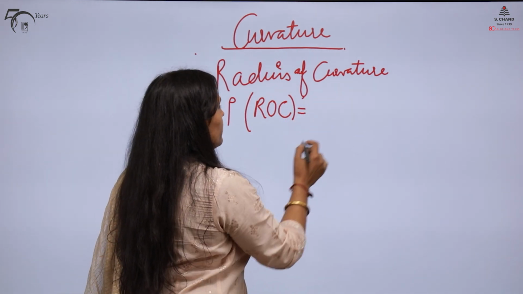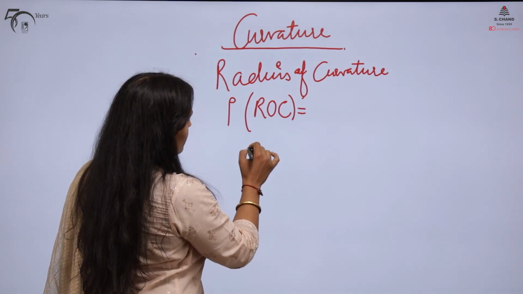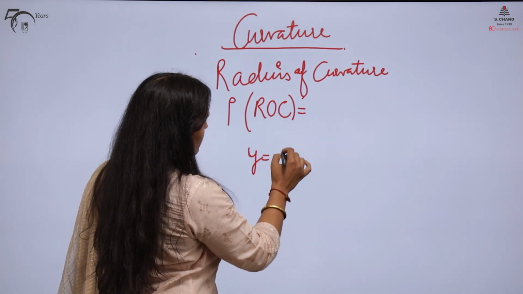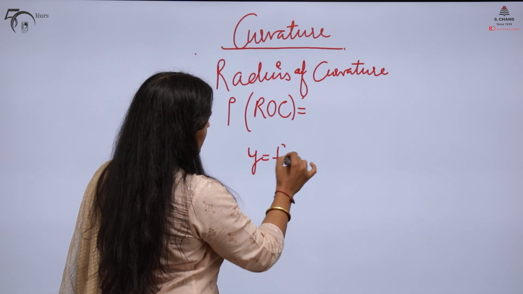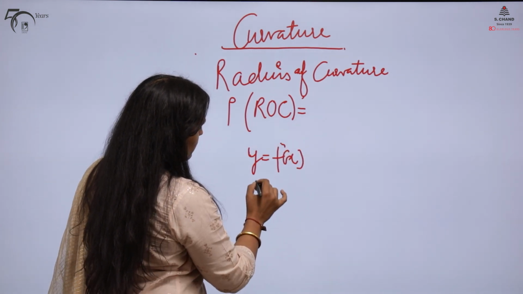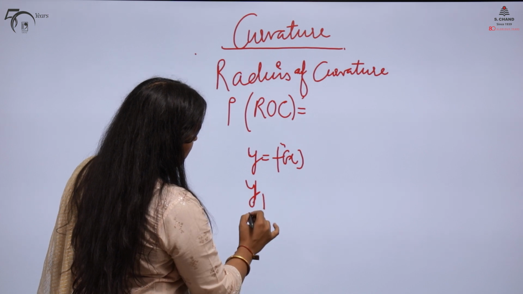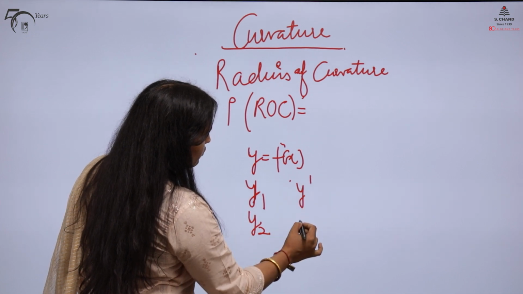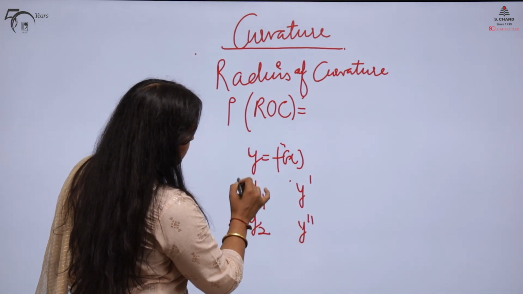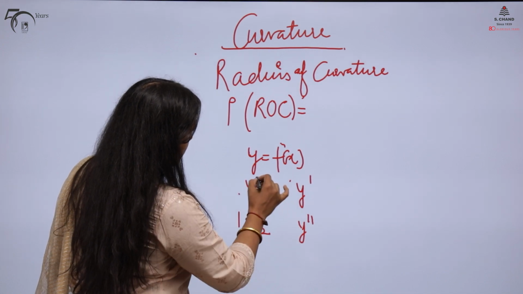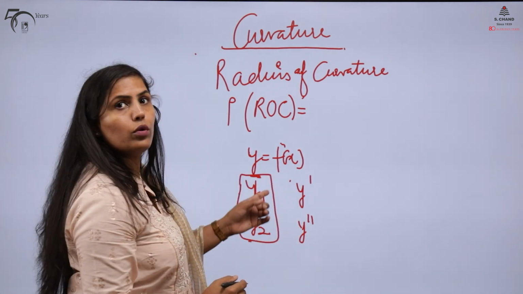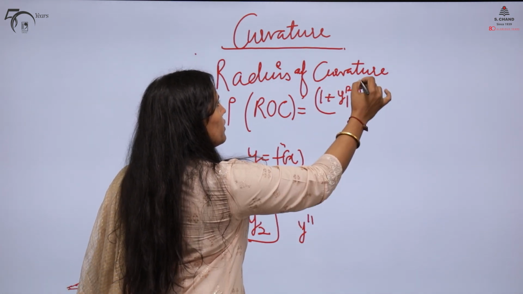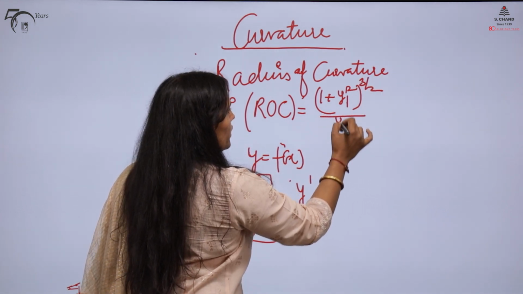And the formula goes like this. Suppose your curve is y equal to f(x). So, it means the first derivative will be y1, the second derivative will be y2. In some books you will find the notation y dash and y double dash. I will be using these notations, but however you are comfortable, you can use those. The formula is (1 plus y1 square) to the power 3 by 2 upon y2.